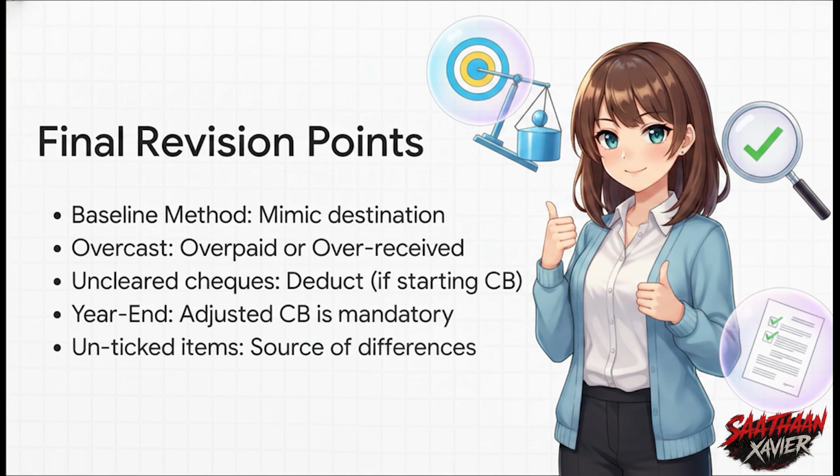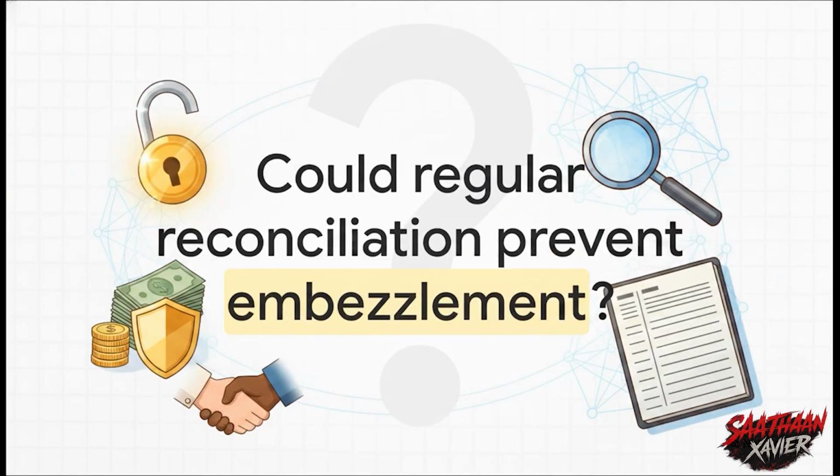Finally, if you're ever lost when comparing two statements line by line, just look for the unticked items. Those are literally always the source of your differences. So we'll end on this somewhat provocative thought. Could a simple BRS actually save a company from massive funds embezzlement? The answer is absolutely yes. Because as our sources explicitly note, regular reconciliation is essentially the ultimate defense against accountants temporarily misutilizing funds.